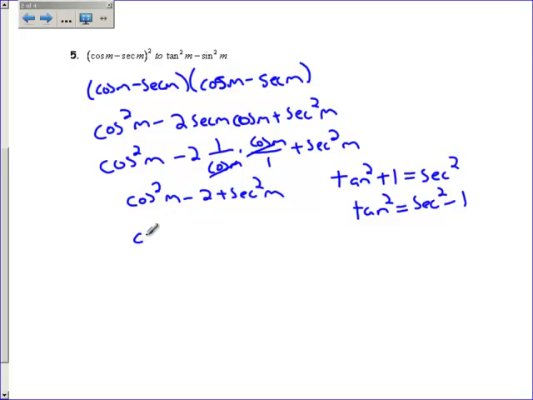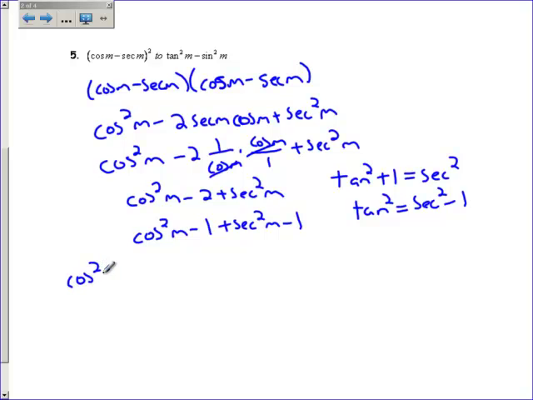So let's see how cool this can get. I'm going to write this as cosine squared m minus 1 plus secant squared m minus 1. Check that out. This minus 1 and that minus 1 make that minus 2. So here is your tangent squared. And the last one is cosine squared minus 1. And is that a negative sine squared?